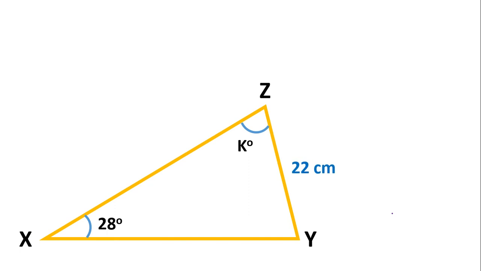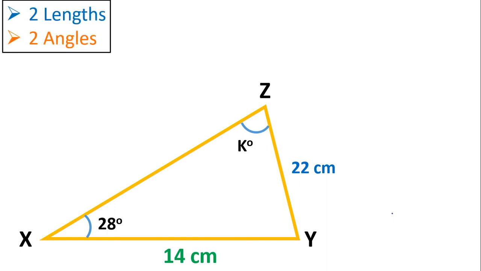Let's look at another problem. Let's suppose I have another triangle, again XYZ, where my x is 28 degrees and my z is k degrees. The length ZY is 22 centimeters and XY is 14 centimeters. Now again, keeping in mind that if I'm dealing with two lengths and two angles, it's the sine rule.